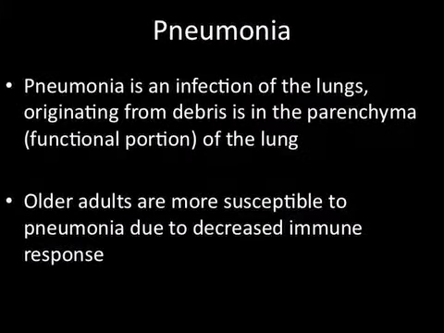Older adults catch pneumonia the same way a younger person would catch pneumonia. It is typically an inhalation or aspiration of some infected particles. There are rare occasions when people get pneumonia from a systemic infection where an infected organism ends up in the lung through the bloodstream. Pneumonia is an infection of the lungs, originating from debris in the parenchyma, or the functional portion of the lung.